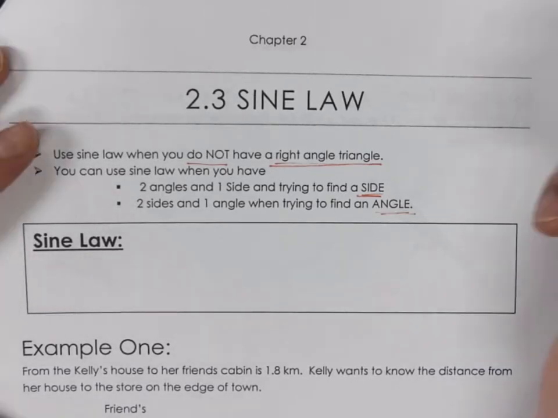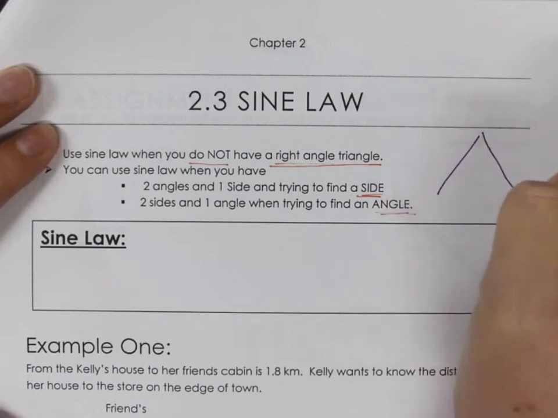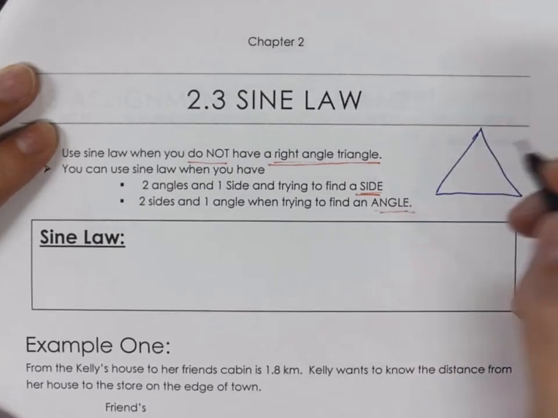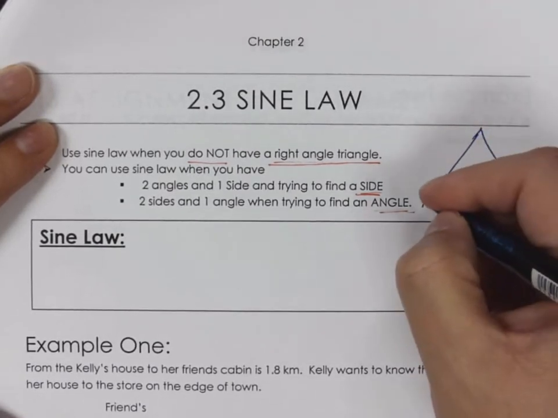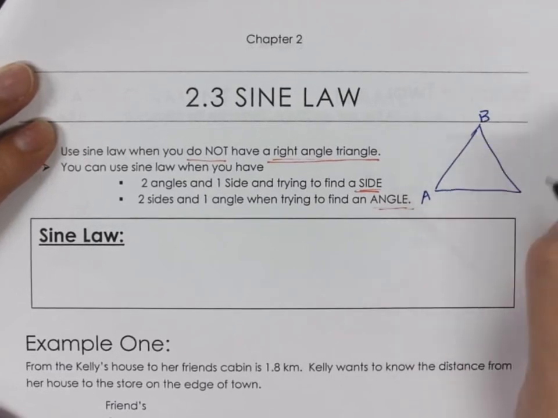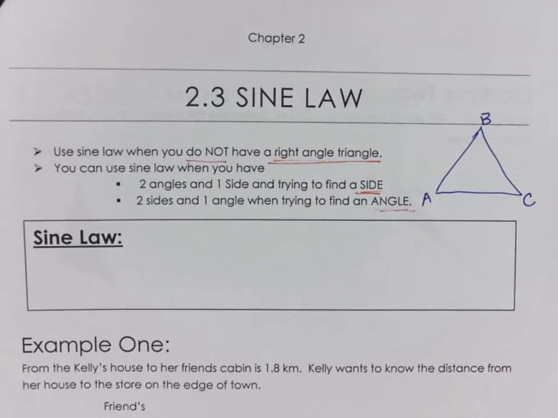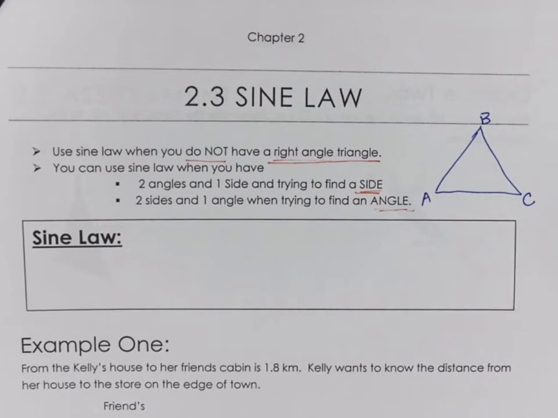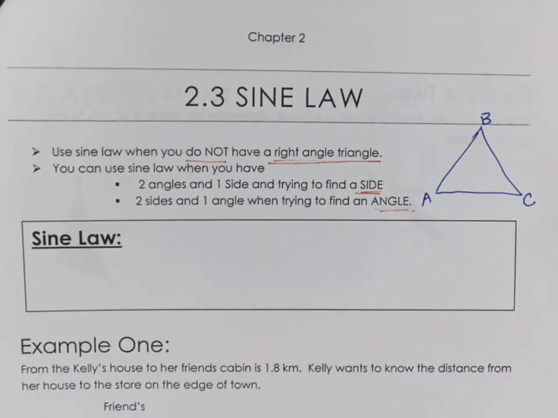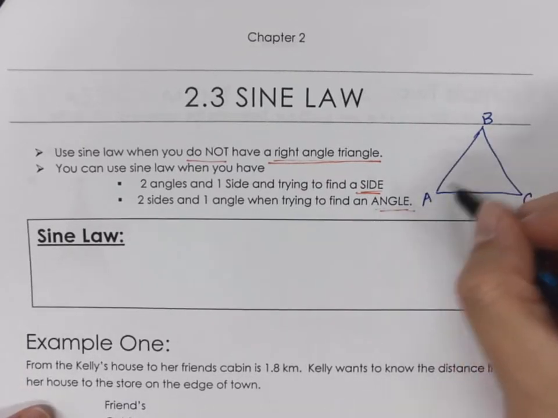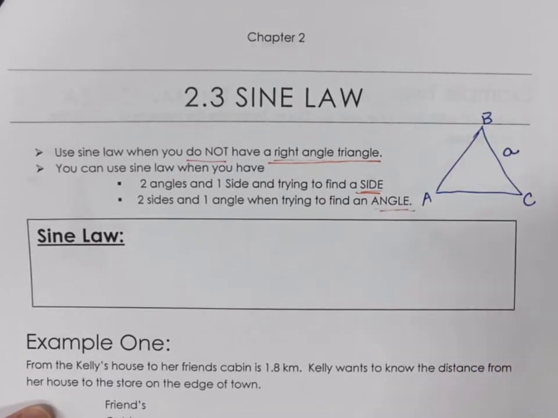So, if I were to draw you a triangle, no 90 degrees here, I'm going to label my vertices A, B, C. Those have to be done with capital letters, right? So what side is side A? In between B and C, right? It's opposite to where the angle is. So this is side A.